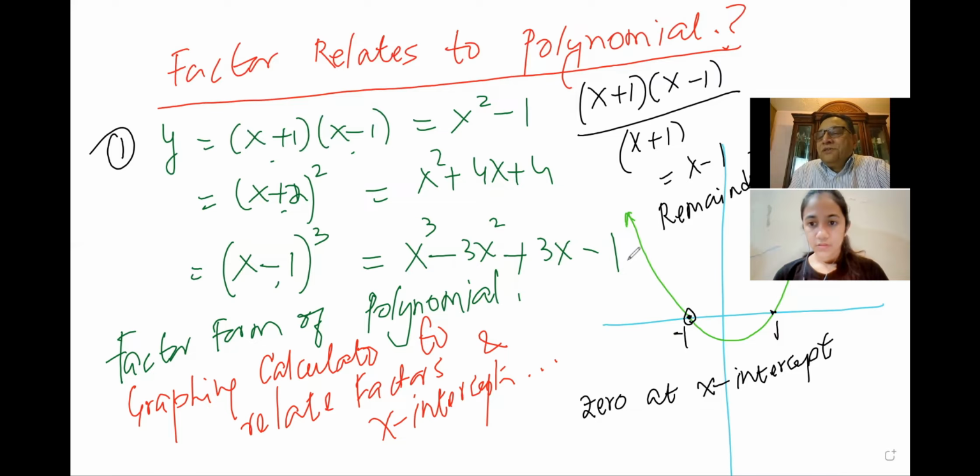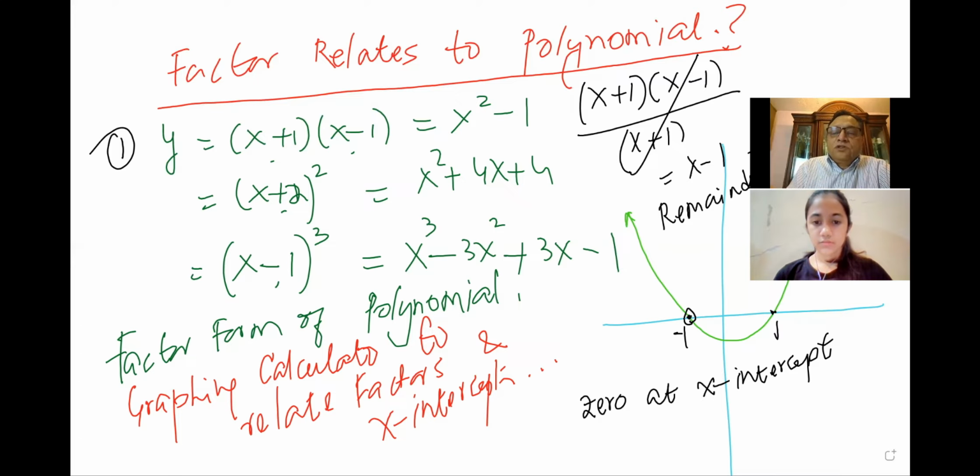Do you see the remainder 0? Because they cancel, I get x plus 1, no remainder. We'll learn this soon, but this is how it is connected. Is that clear to you? So these factors, if you have a factor, then when you divide, you get 0 because that is my x-intercept. Now, second graph, x plus 2 whole square.